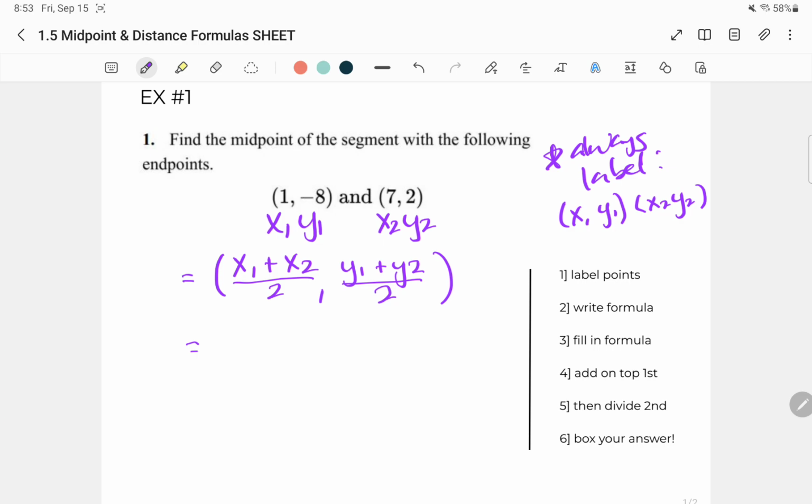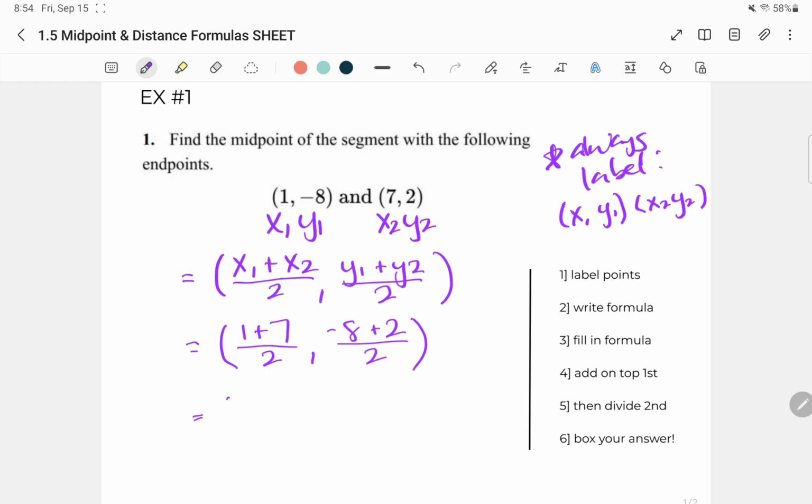Then we're going to substitute. So our x-coordinates are 1 and 7. So that's why we label it. So we know our x1 is 1 and our x2 is 7. And then we're going to put that over 2. And our y-coordinates are -8 and +2. And that's going to be all divided by 2.